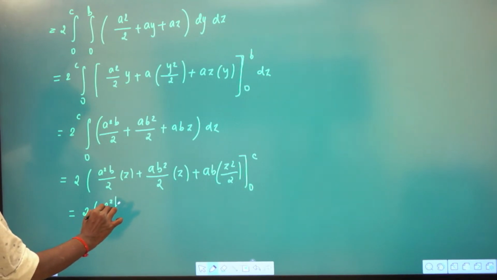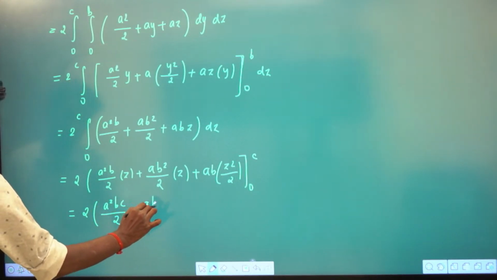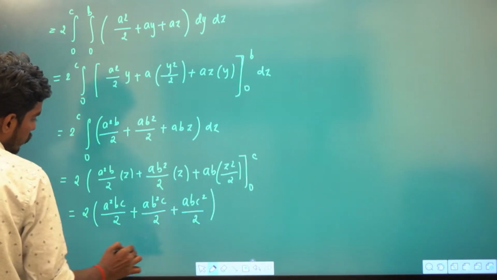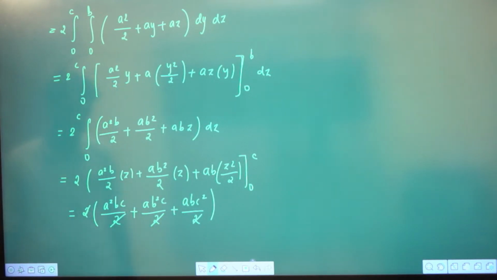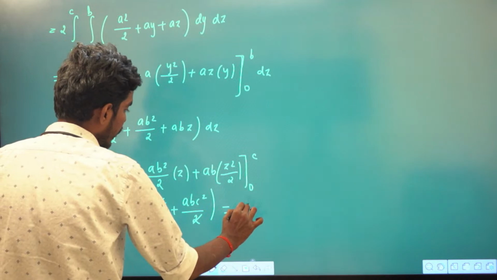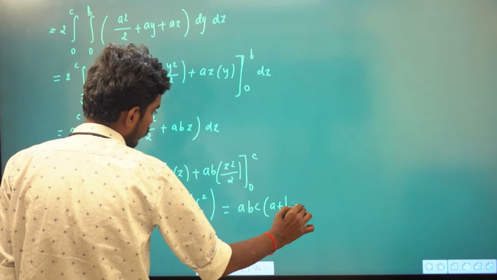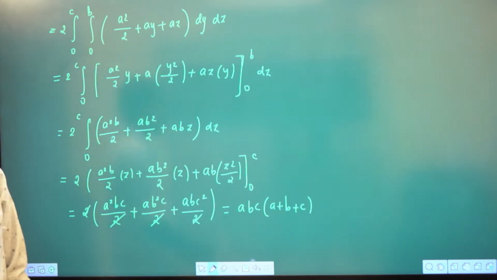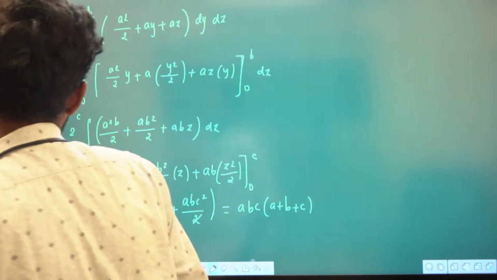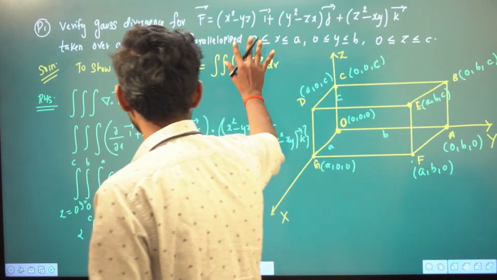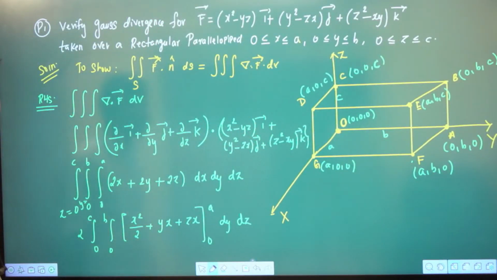So 2 into a squared b c by 2, a b squared c by 2 plus a b c squared by 2. So I can cancel this 2, 2, 2 by taking 2 outside. Now if I take a b c outside, we will have a plus b plus c. Yes or no? I'm just taking a b c common. So a b c into a plus b plus c is the volume integral, right? So we have found the triple integral of del dot F dV.